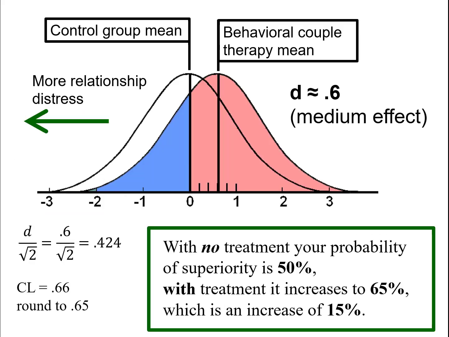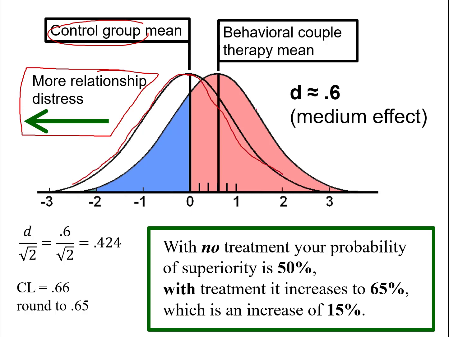So here is my illustration of a d-statistic of 0.6. So in this case, our outcome variable, the numerically scaled outcome variable, is levels of relationship distress. And again, I've set it up so that more distress is going to the left. It's a more negative outcome, and less distress or more relationship satisfaction would be going to the right. And we have our control group mean. The control group received no treatment, and there's our distribution of distress scores, that left bell-shaped curve.